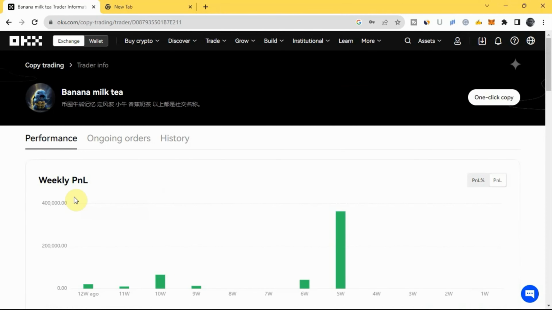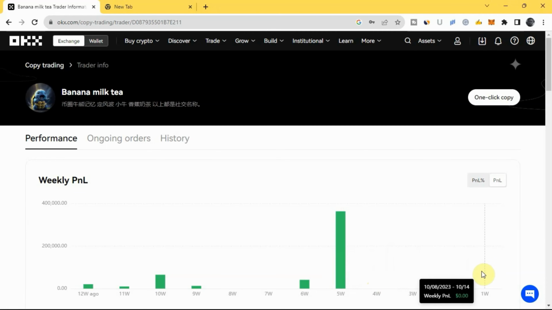That is the amount this person has been making every week. So you can see right here, 12 weeks ago, this person made $20,000. 11 weeks ago, this person made $9,000. Fast forward to about 5 weeks ago, this person made $362,000. But if you look at right here, for the last 4 weeks, this person has not been making any profit at all, most likely because the person has not been trading.